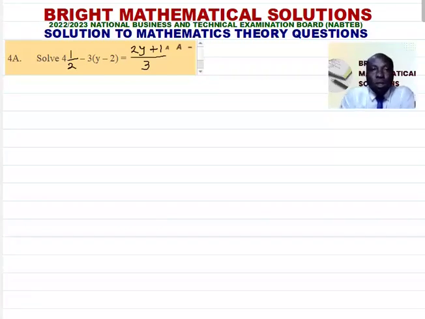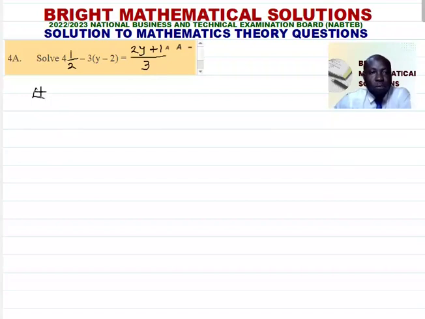We are looking at the 2022-2023 NABTEB examination, and we are looking at the theory part of the mathematics question. Today we are at question 4a, and it says solve 1 over 2 minus 3 into bracket y minus 2 equals 2y plus 1 over 3. Now let's get to it.